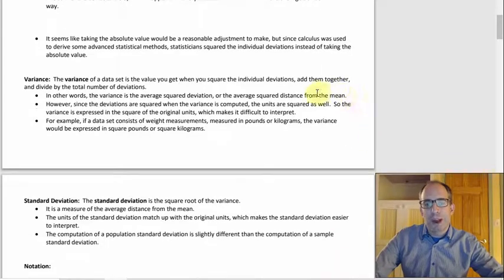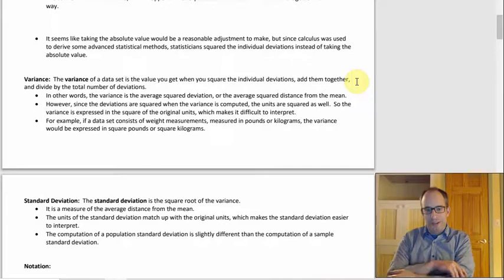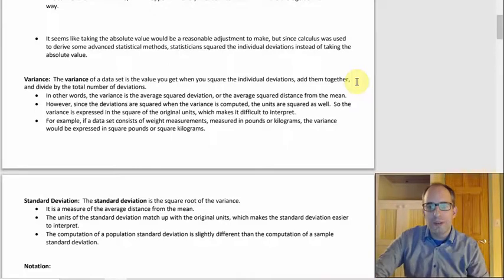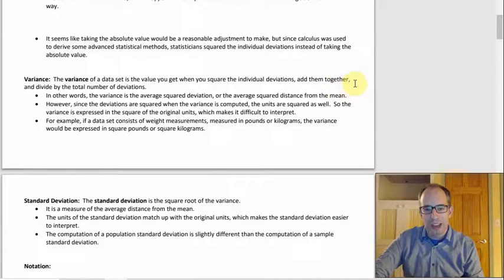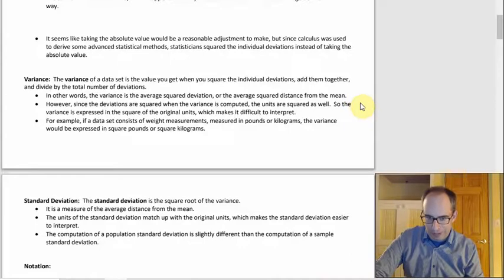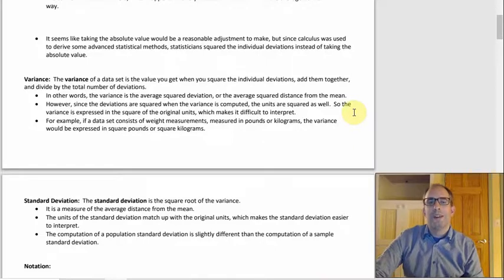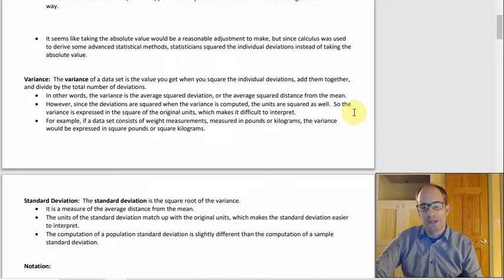So, all right, variance. This involves the squares of the deviations. So it's the value you get when you square the individual deviations, add them together, and divide by the total number of deviations. Okay? So it would be the average squared deviation, right? But the issue here is that if you're squaring everything, you're also going to square the units.